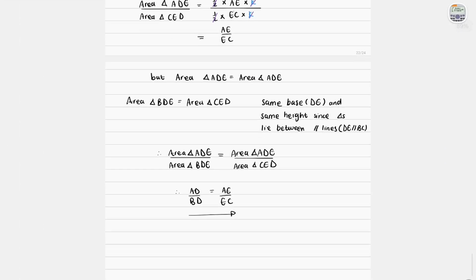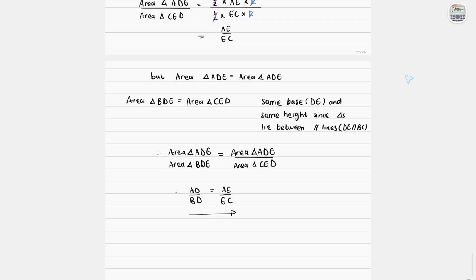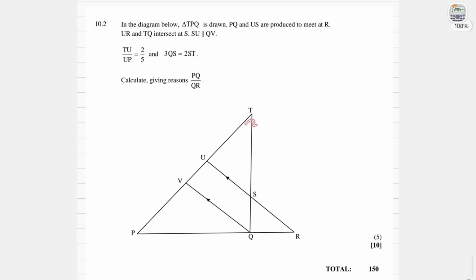Okay, so that is it for this question. Moving on to the next question. Question 10.2 says, in the diagram, triangle TPQ is drawn, and we have PQ and US are produced to meet at R. Okay, and then UR and QT intersect at S. SU is parallel to QV.